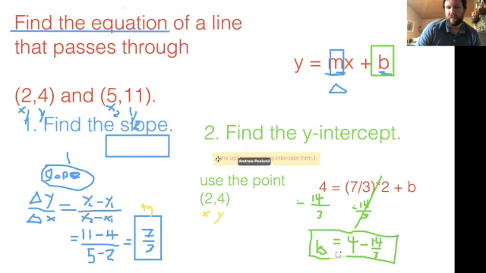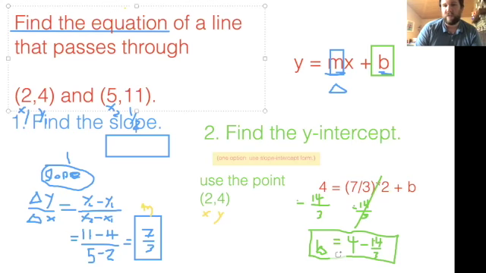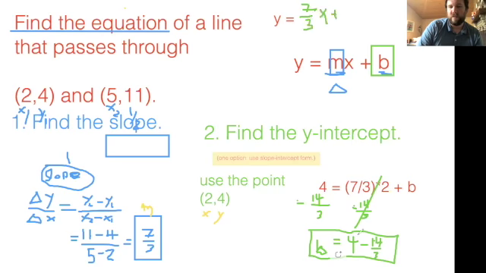So now I have the equation of the line. The final answer for the equation of the line will be y equals 7/3 x plus, and now we need to figure out what this could simplify to, or we can leave it as 4 minus 14/3.